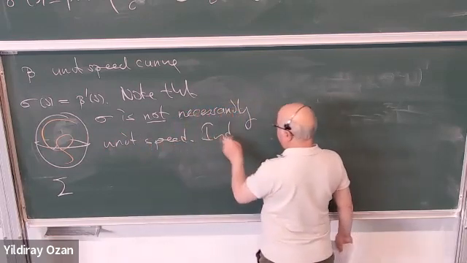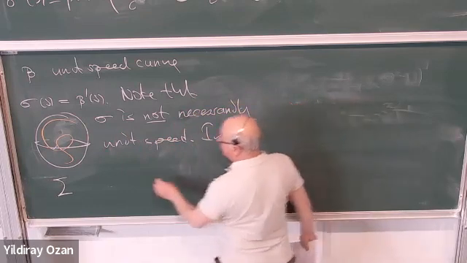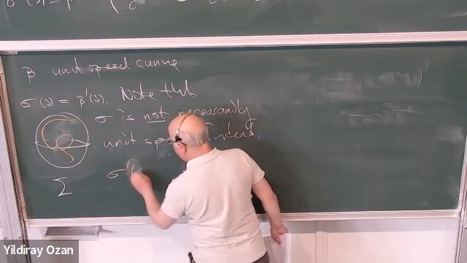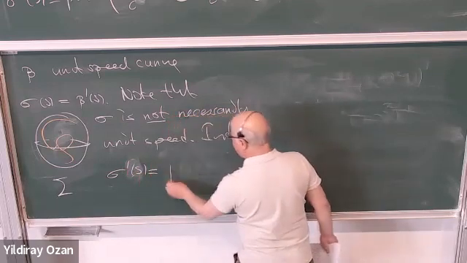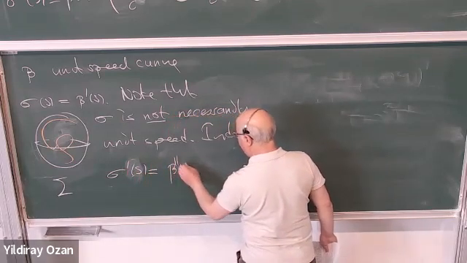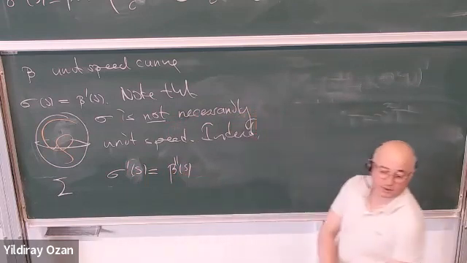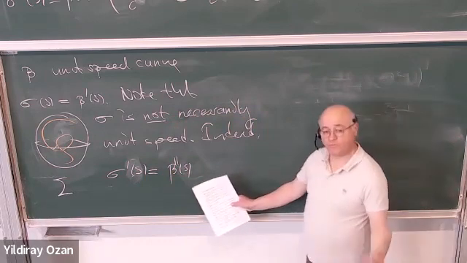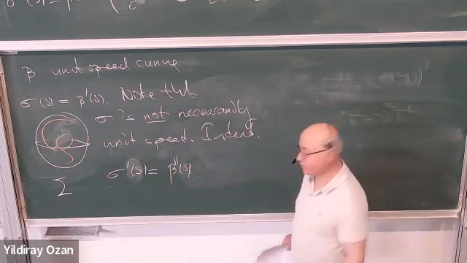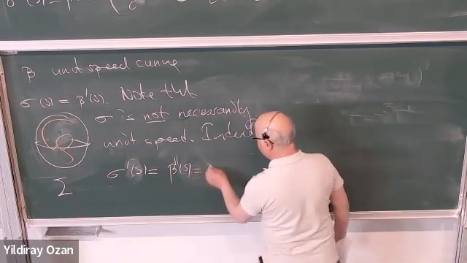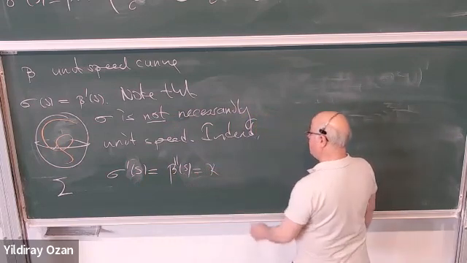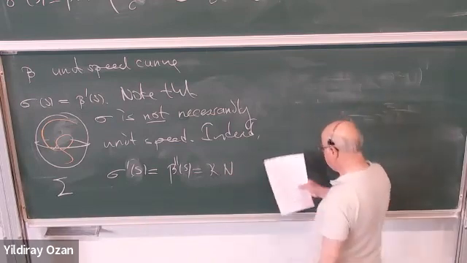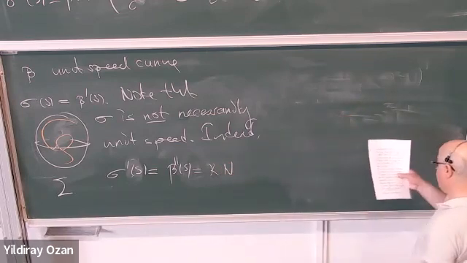Indeed, what is the derivative of sigma? Well, that is the second derivative of beta, and the second derivative of beta is what? It's a unit speed curve. For a unit speed curve, the second derivative is just the curvature times the normal vector, right? Okay.